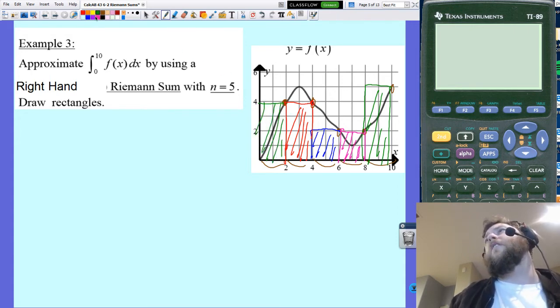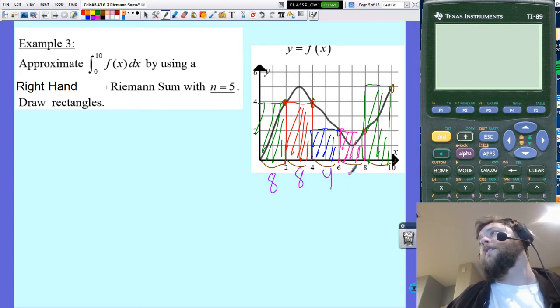So let's see what these areas add up to. The area of this rectangle right here is 2 times 4, which is going to be 8. Area of this rectangle is also 8. This one's 4. This one's 4. And this one is 5 times 2, which is 10. Adding all those up, that adds up to 34.